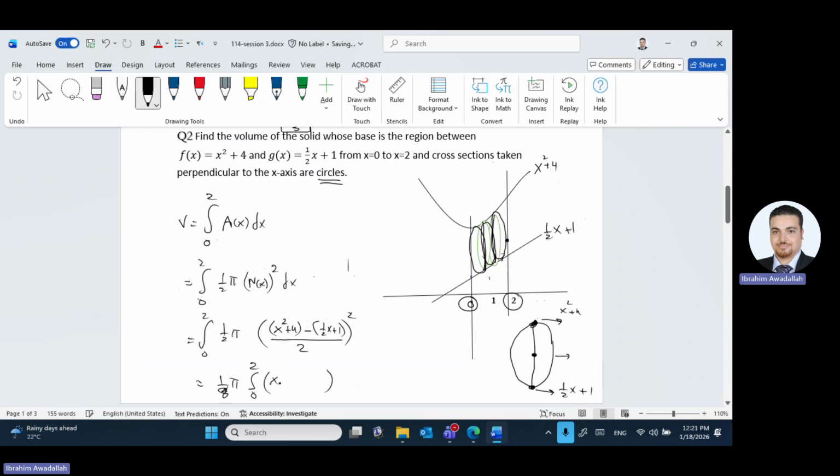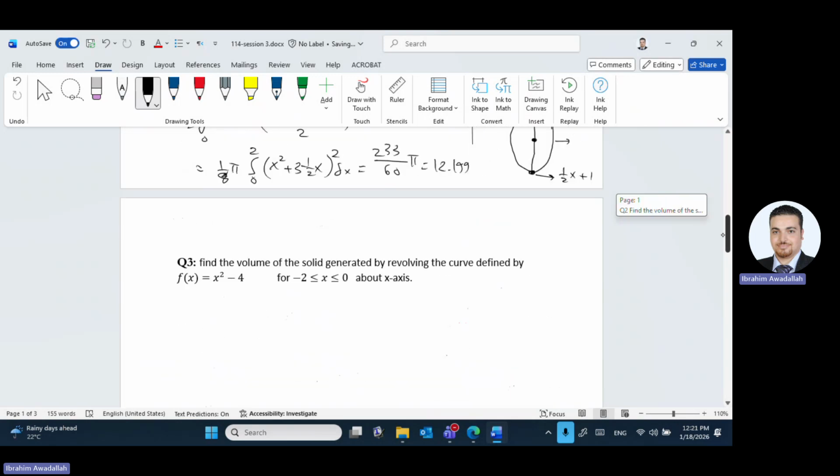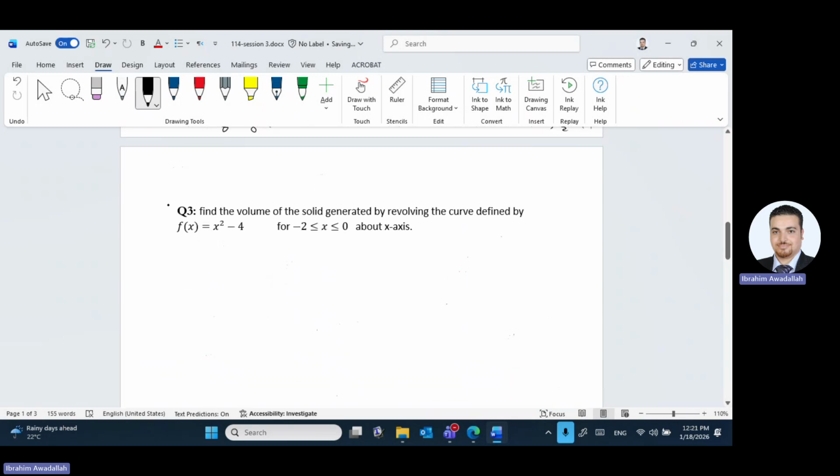Okay, now we have x squared. I have 4 minus 1, which is plus 3. Then we have minus half x. Put everything in the calculator, don't forget the square. I believe the calculator will give you 233 divided by 60 pi. You can keep it with pi, or you can convert it to decimal, 12.199. I hope that you understand the cross-section and you know how to solve cross-section questions.